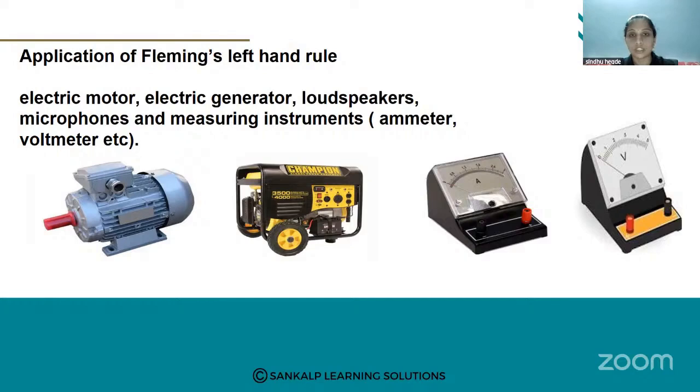We know what an ammeter is and what a voltmeter is because we already studied it. It is in our electricity topic, right? In the electricity topic, we studied what an ammeter is and what a voltmeter is. So these are all devices which work under the application of Fleming's left hand rule.